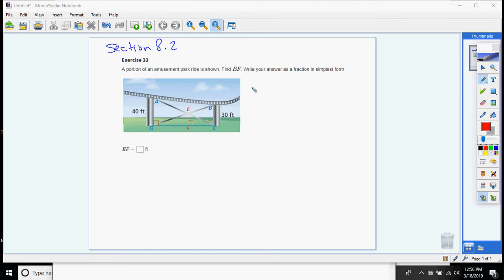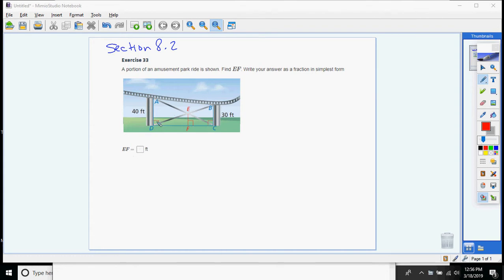Number 33 from section 8.2. This is a two-parter. A portion of an amusement park ride is shown. Find EF, write your answer as a fraction in simplest form. So somewhere along the line I have to show that DEF is similar to some other triangle, so I can set up a proportion, cross multiply, and solve for EF.